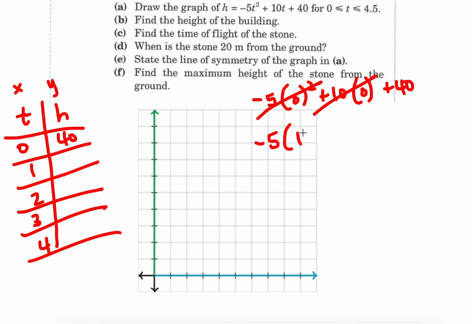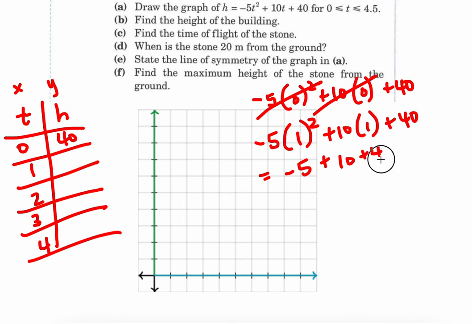Next up, if t were equal to 1, I'll just replace my t with 1 to solve that. 1 times 1 is 1. 1 times -5 is -5. -5 plus 10 plus 40. So this is really -5 plus 50, which is 45.